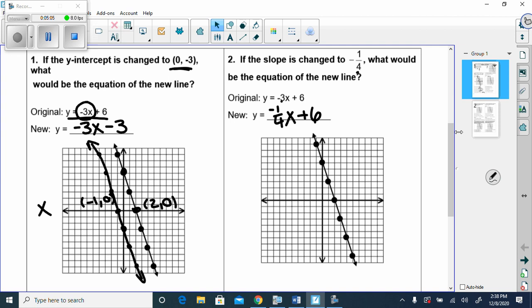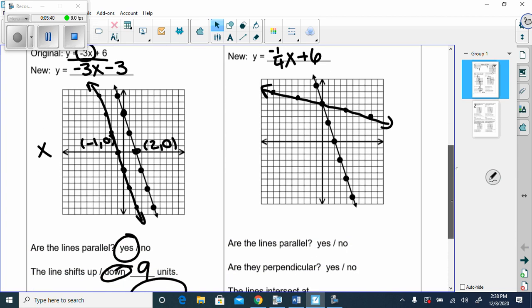Okay, so it still is starting at that positive 6, but now instead of going up 3 over 1, I'm going up 1 and over 4. What they drew is the original, ours is the new. Okay, so now let's answer the questions about this graph.